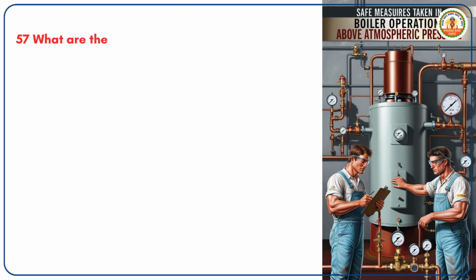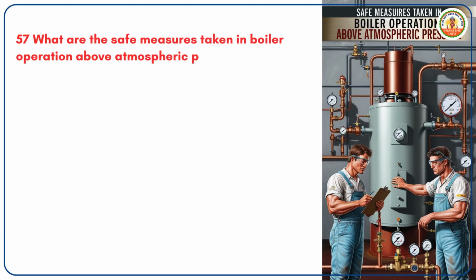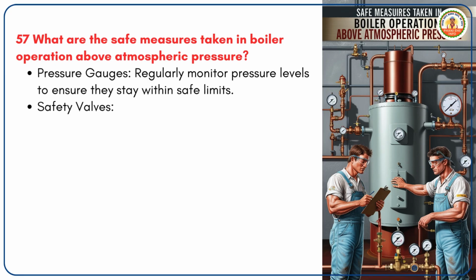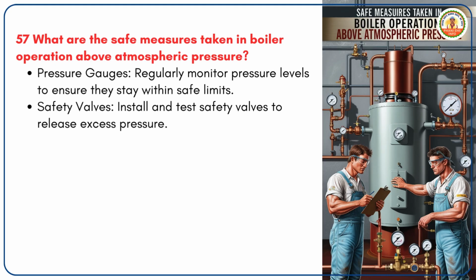57. What are the safe measures taken in boiler operation above atmospheric pressure? Pressure gauges. Regularly monitor pressure levels to ensure they stay within safe limits. Safety valves. Install and test safety valves to release excess pressure.